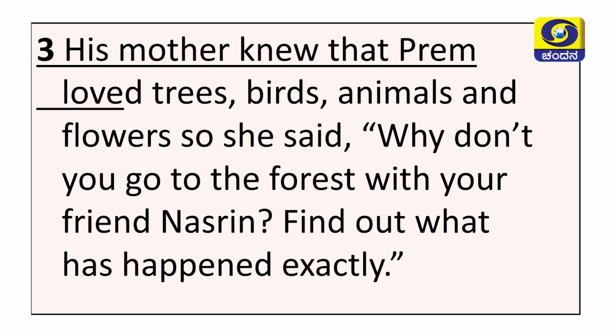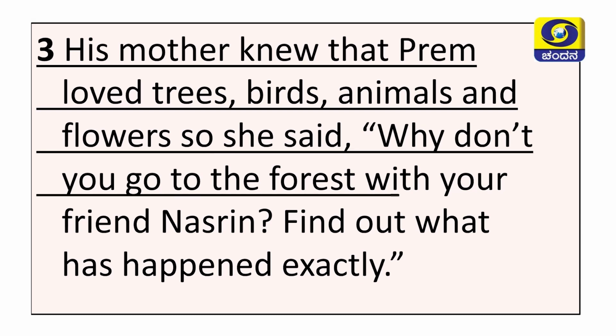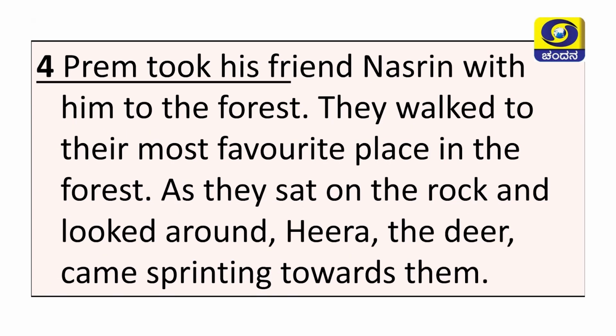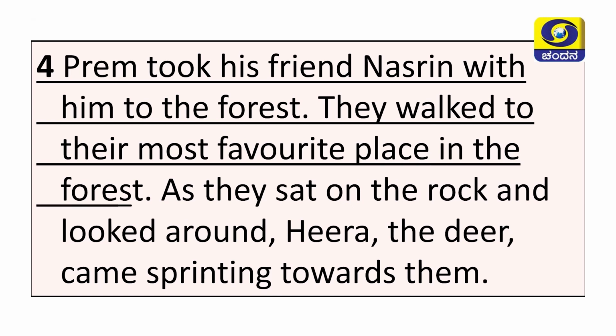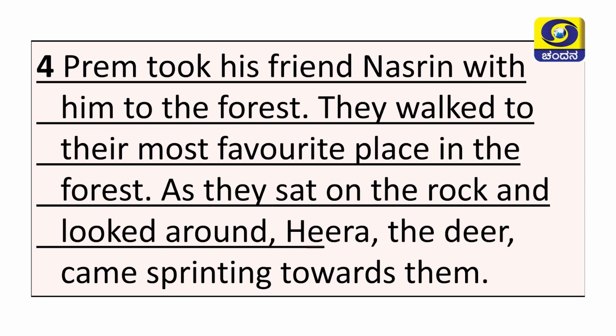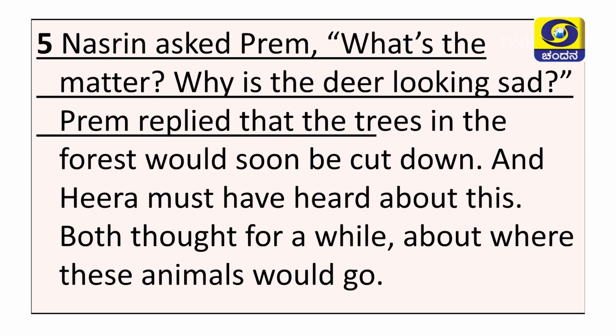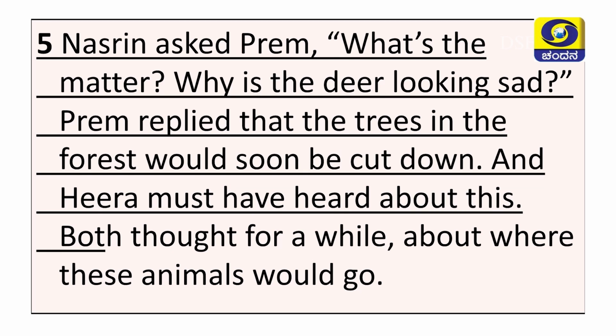His mother knew that Prem loved trees, birds, animals and flowers. So she said, "Why don't you go to the forest with your friend Nasreen, find out what has happened exactly." Prem took his friend Nasreen with him to the forest. They walked to their most favorite place in the forest. As they sat on the rock and looked around, Hira, the deer, came sprinting towards them. Nasreen asked Prem, "What is the matter? Why is the deer looking sad?" Prem replied that the trees in the forest would soon be cut down, and Hira must have heard about this. Both thought for a while about where these animals would go.